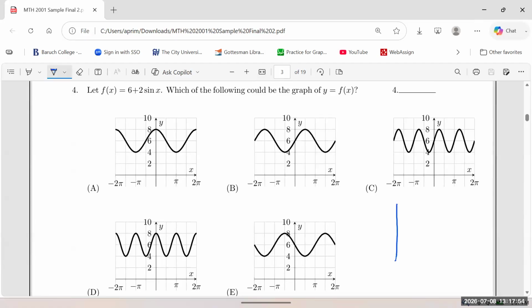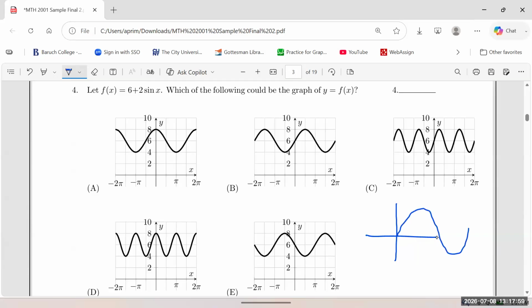Okay, so one period of sine starts from here, goes up, goes down, and so here it goes up, goes down, and this is one cycle. But look at here, this is one cycle and then two cycles. So which one makes sense? B.